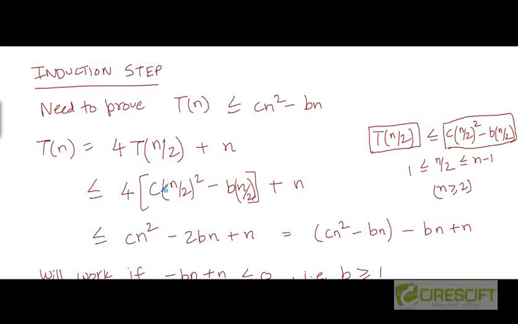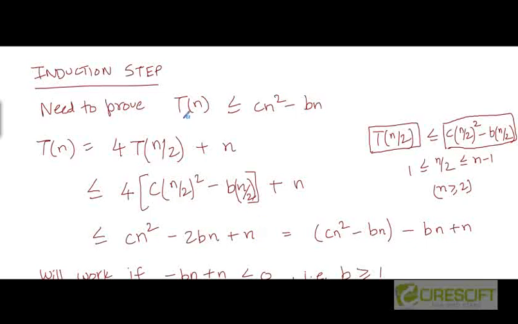Now 4 times c multiplied by n by 2 squared is cn square, because this 4 will cancel out with the 4 in the denominator. So we get cn square. This 2 will cancel out one of the 2's here, and we'll get minus 2bn. This plus n will remain as it is.